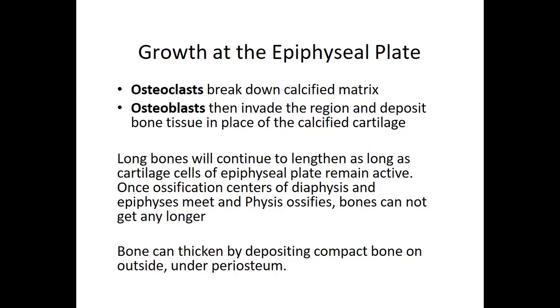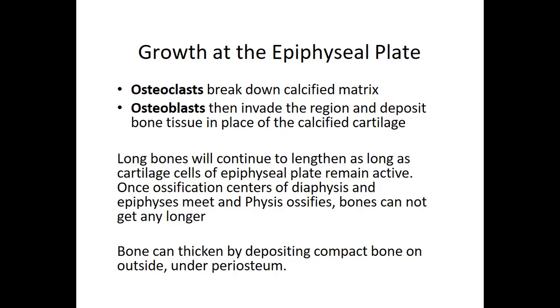So if you have something that is no longer needed, the osteoclast will come in, break down that part of the bone to redistribute those raw materials into other areas of your body or to get rid of it if your body no longer needs it. Your long bones will continue to lengthen as the cartilage cells of the epiphyseal plate remain active. So as long as these cartilaginous cells that are located inside the epiphyseal plate are active, your bones will continue to get longer.